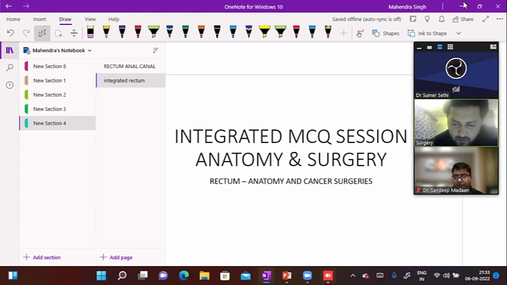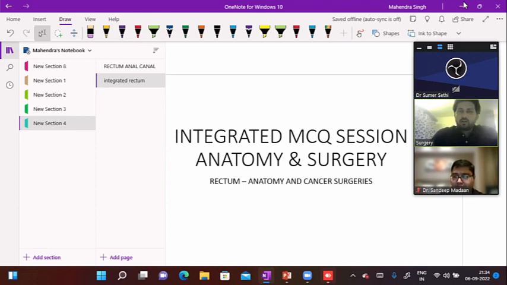So first, I'll invite Dr. Sandeep Madan sir to take this anatomy part, and he'll focus mostly on surgical anatomy, which will help you understand what different layers come up when we do surgery, and the different aspects of rectal anatomy. Then we will go to the rectal cancer part. There I'll discuss one or two questions and we'll see what kind of surgeries we can do in rectal cancer.